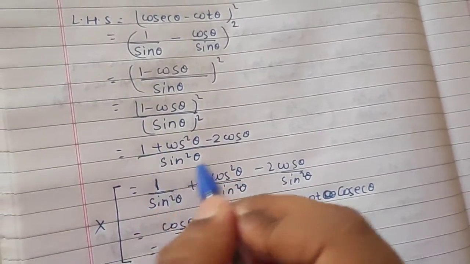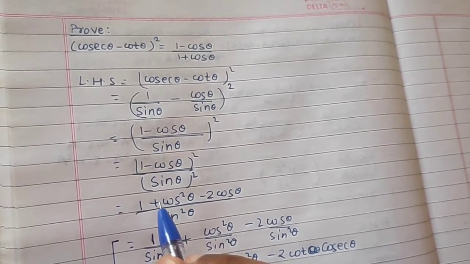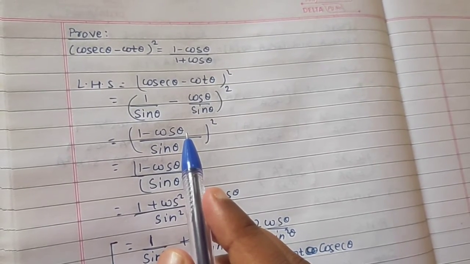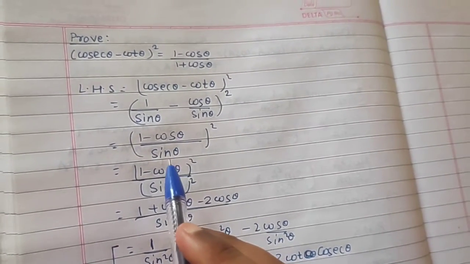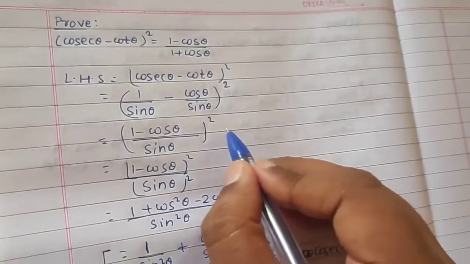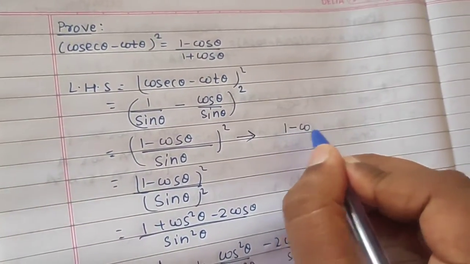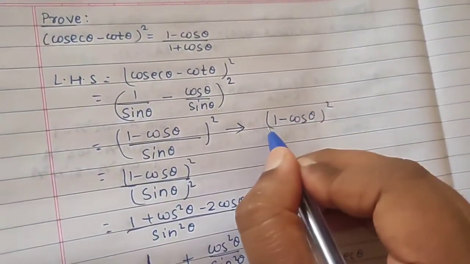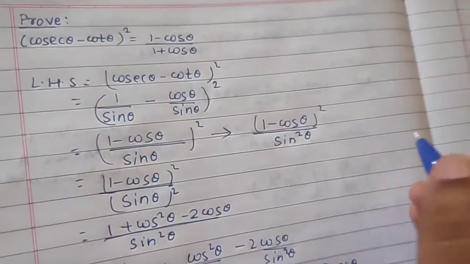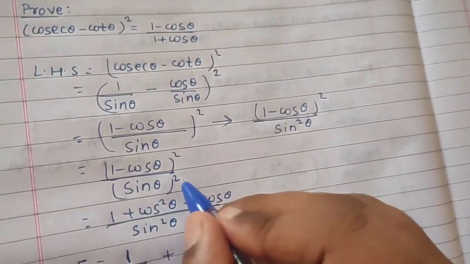So again we are left with this. What we can do here is, 1 minus cos theta we have already got, and I have sin theta in denominator. So what I can do from this particular step is write this as (1 minus cos theta) whole square separately divided by sin square theta. Okay, I can do this. I am giving the square to both the terms. This is the same as this step.